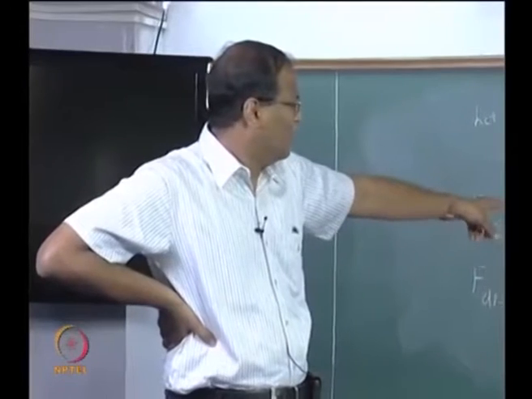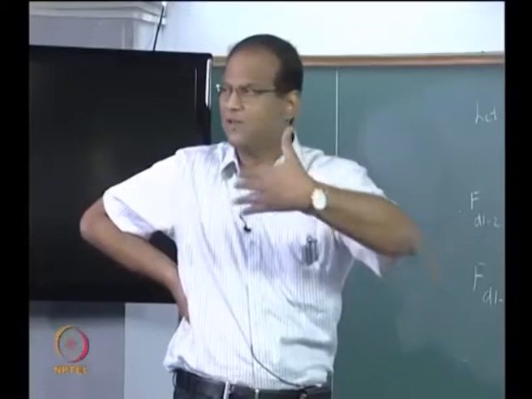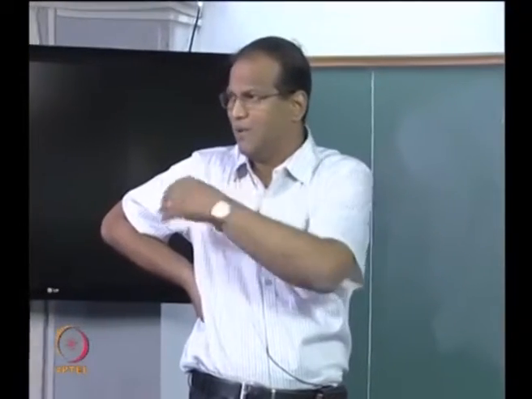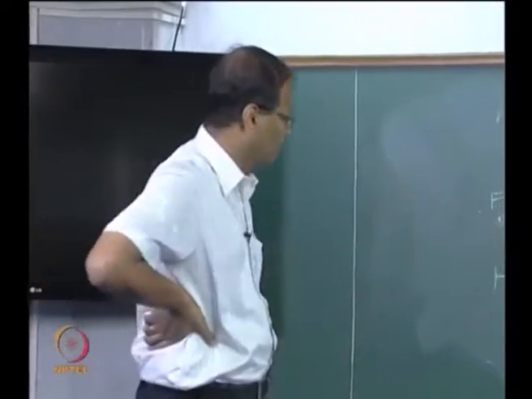But if R naught by H is much less than 1, we can reduce it to R naught squared by H squared, okay, and it confirms the basic thing like the view factors, it goes as inverse square law, right, it goes inversely as the square of the distance between the two, 1 by H squared, H is the distance between the two, okay. So that is one indirect validation for this.